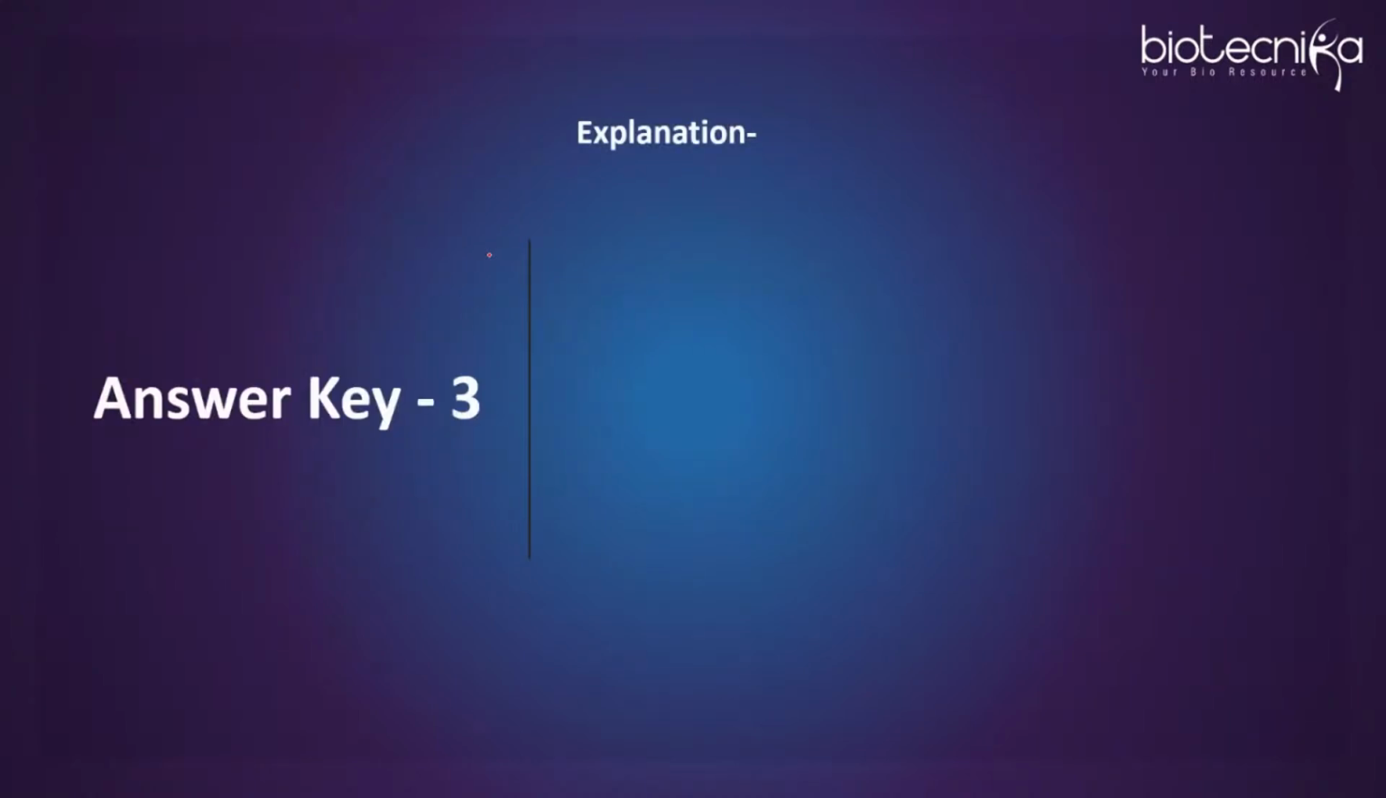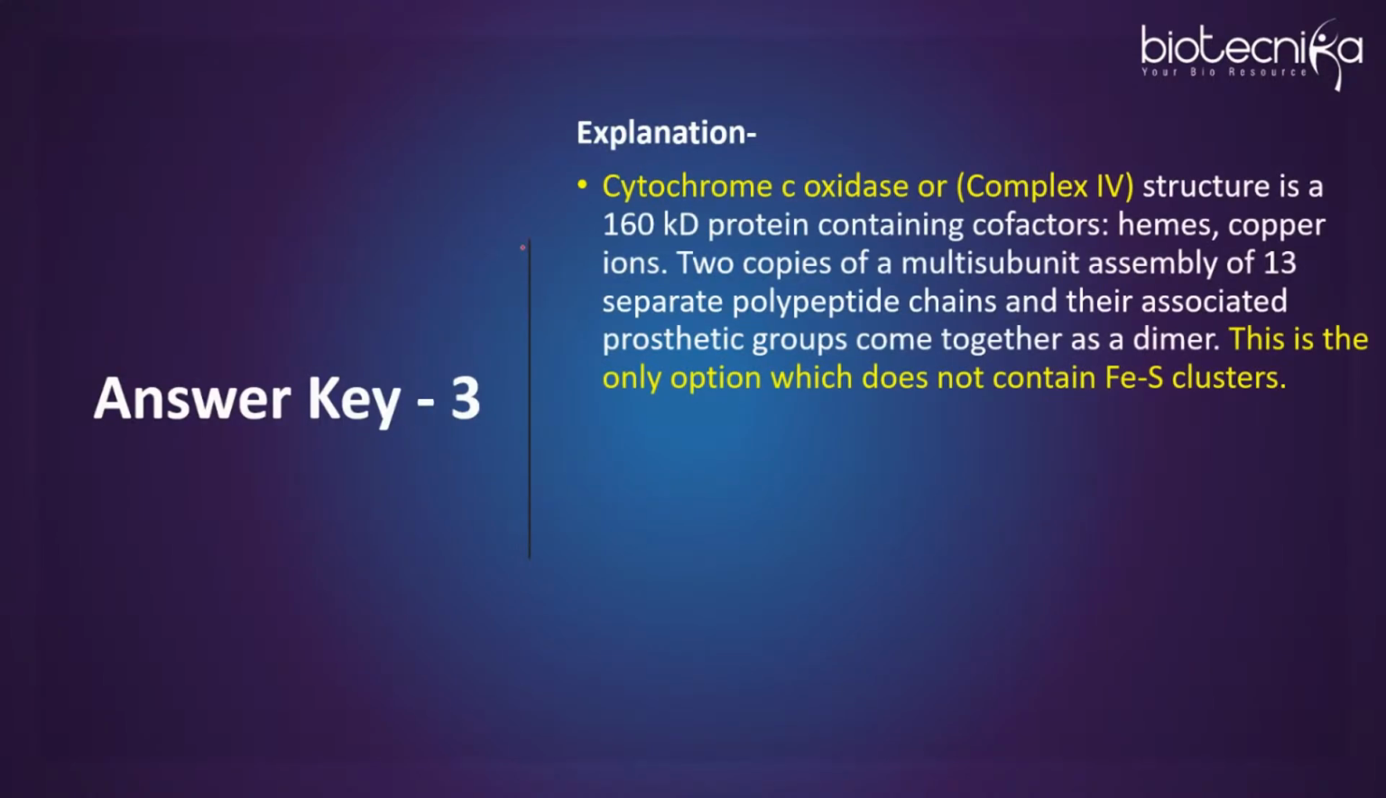So this also required theoretical information. If you see cytochrome c oxidase, or complex 4, yes, that's the answer. Option 3 is the answer. It is a protein containing cofactors, so there are some electron carriers, and you should know which electron carriers are there. Heme is there, copper ions are there. It actually consists of a multi-subunit assembly of 13 separate polypeptide chains and their associated prosthetic groups. So this is the only option which does not have iron sulfur clusters, which help in single electron transfers. That's right, Durga Devi, very good. That answer is correct, it's option 3.